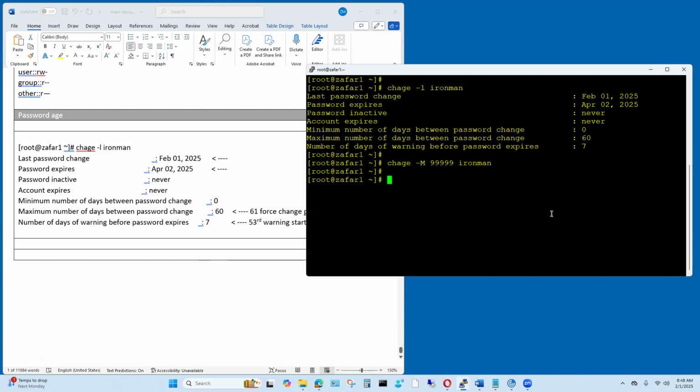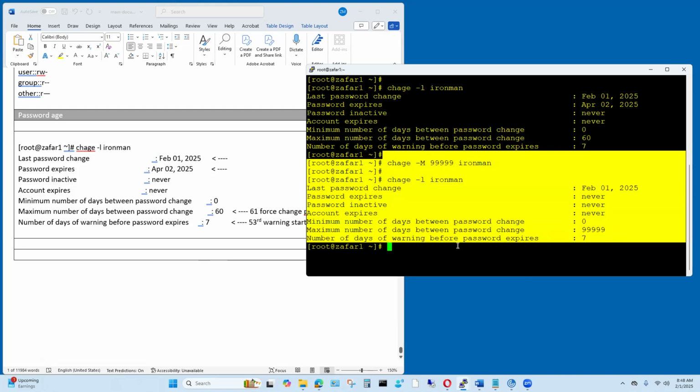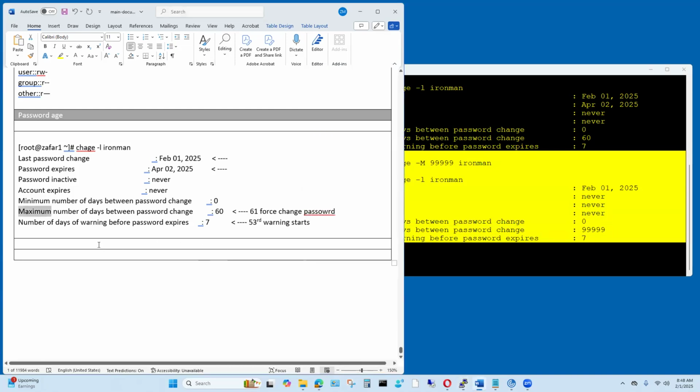And then if you do chage -l Iron Man, this is how it's set up here. And then 7 days before 10,000 days, you'll be long gone. So don't worry about that. Nobody's going to be there to yell at you. Okay, fine. That's 1,000,000 days. You'll be gone. That's what I'm saying.